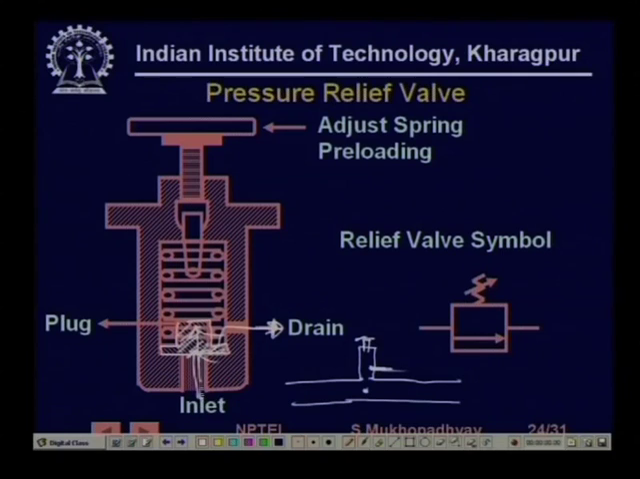So high pressure cannot be created. At what pressure this poppet will start moving and open the line to the drain depends on the spring, and this pressure can be adjusted by tightening this screw. If you tighten the screw, the spring can be preloaded to a value, and if the pressure goes beyond that adjusted value, then the fluid will be connected to drain. This is shown by this symbol: this is the relief direction, and this shows that there is an adjustable spring here. So this is a very simple pressure relief valve.